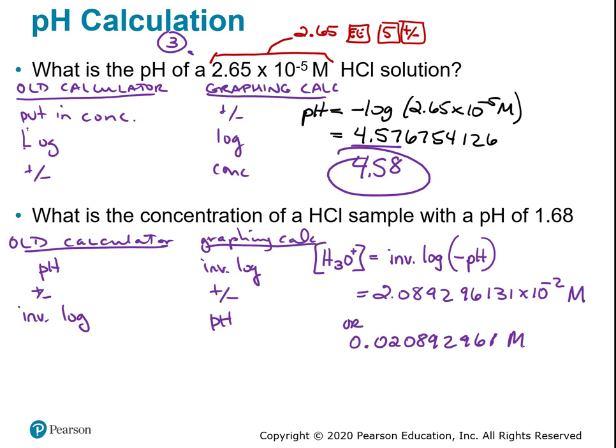3 significant figures in 1.68, so I'm going to have to round that one as well. So this one, 2.08, or I'd go all the way to the 0.0208. Next number's a 9, so that would round up or down? Up, just going to round it up. So I'd end up with 2.09 times 10 to the minus 2, or 0.0209. And it's molar. So that capital M is at the back. Those are the exact same. One's in scientific notation, the other one's just in normal form.